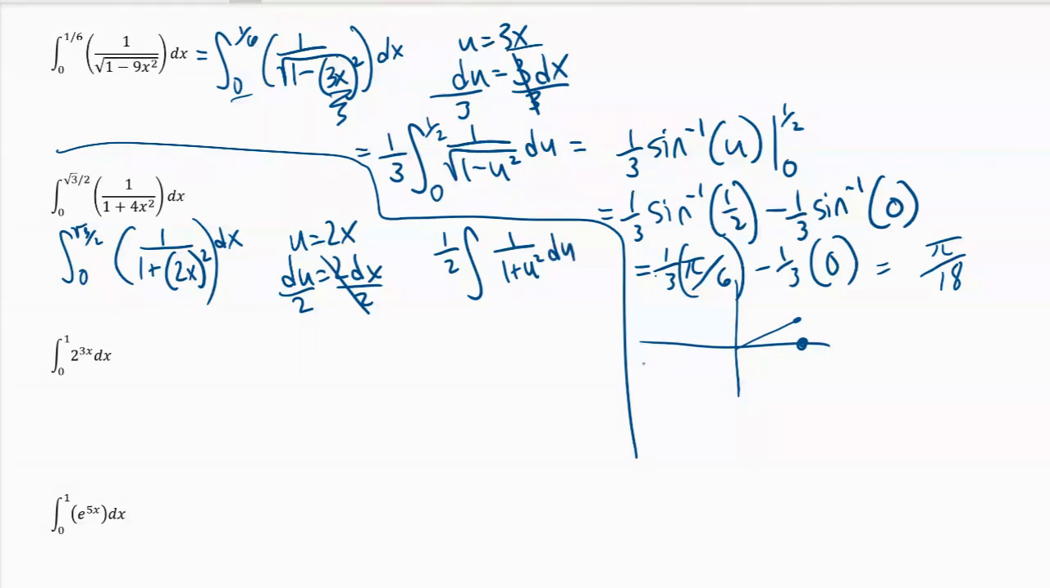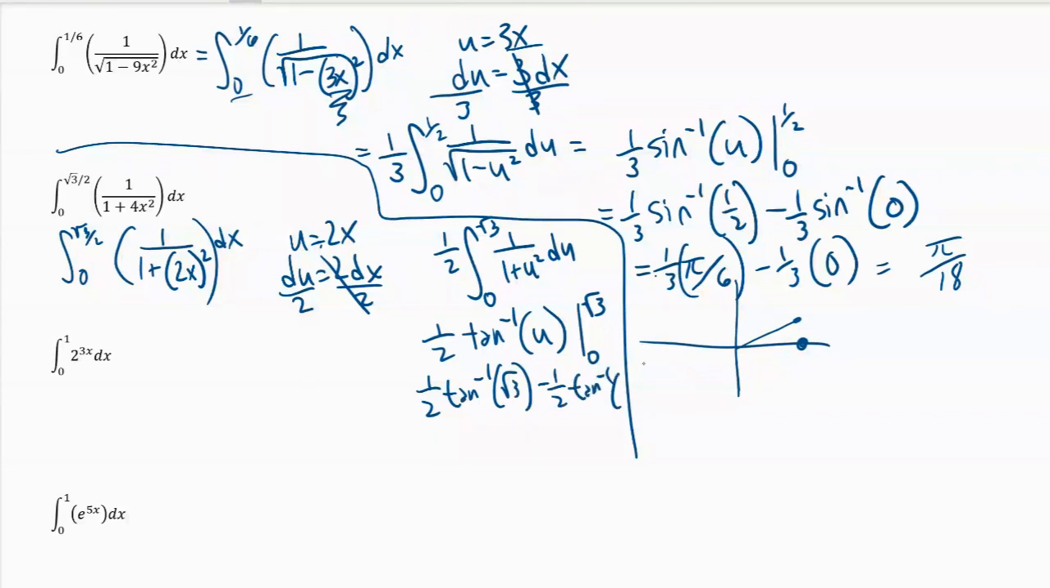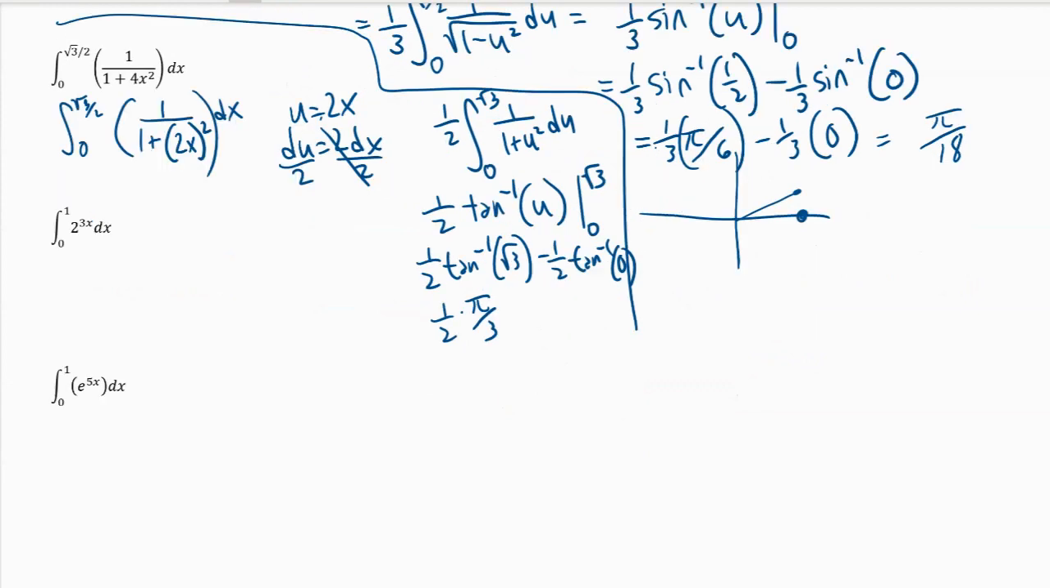I do need to replace my bounds. So if I plug in 0 for x, I get 0 for u. If I plug in root 3 over 2 for x, I get root 3 for u. And the antiderivative of 1 over 1 plus u squared, you should recognize, is tangent inverse from 0 to root 3. So I get 1/2 tan inverse of root 3 minus 1/2 tan inverse of 0. Okay, where does tangent equal root 3? And that is pi over 3. You just got to memorize your unit circle. Minus 1/2, where does tangent equal 0? And that's at 0. So we get pi over 6.